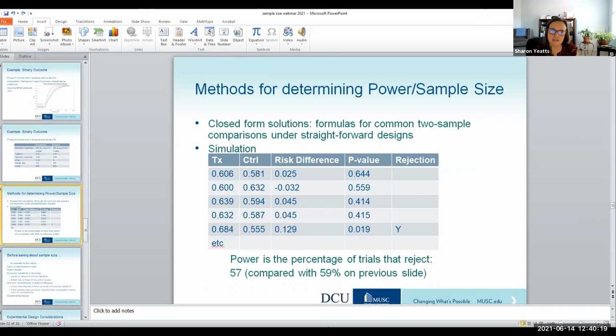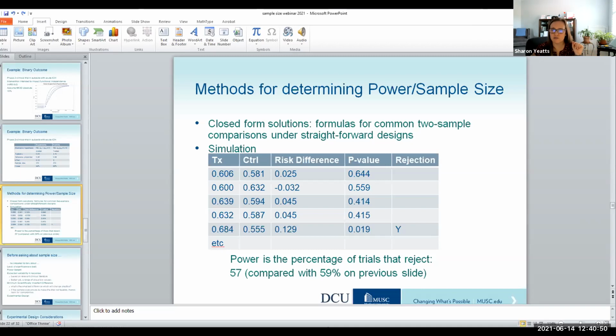Now, in many cases, we have closed form solutions. So for the t-test and the comparison of proportions that we just talked about, there are formulas for straightforward designs. But in many cases, we can also evaluate the operating characteristics under simulation. And so the notion here is that you're going to simulate or randomly generate the results of a given trial.